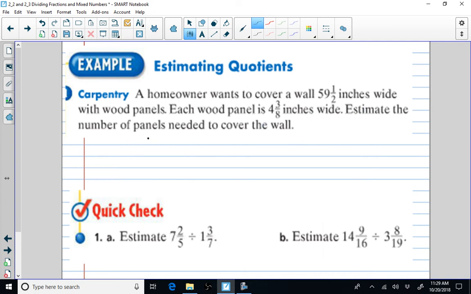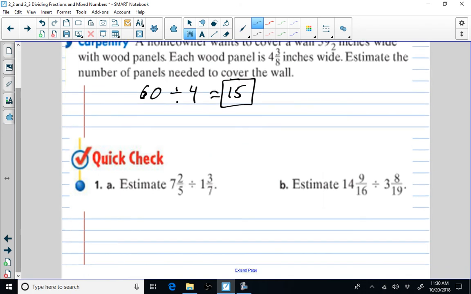So we have about 60 inches of wood paneling, and each panel is about 4 inches wide, right? Because 4 3/8 to the nearest whole number is going to be about 4. 60 divided by 4, that's going to be 15. So it would be approximately 15 panels we would need.